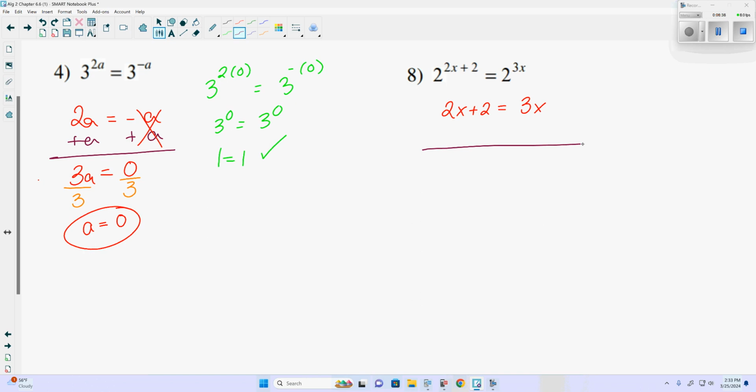So what can we do first? We can get the variables on the same side, so we can subtract 2x from both sides. Because 2x minus 2x is 0, leaving us with 2. 3x minus 2x is x. And since x is by itself, x is equal to 2. Questions on this here? I mean, we could have more steps where we're adding, subtracting, but it's just solving at this point.